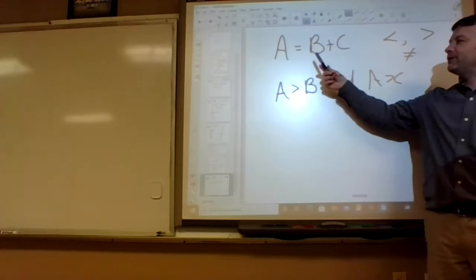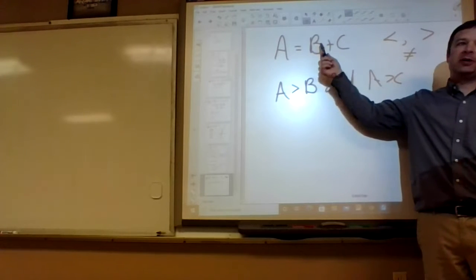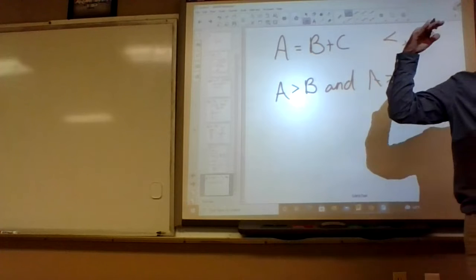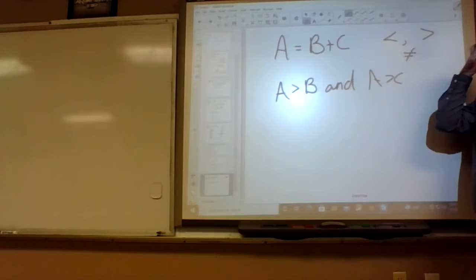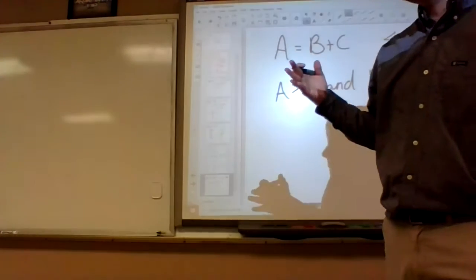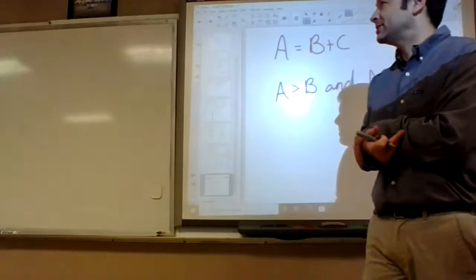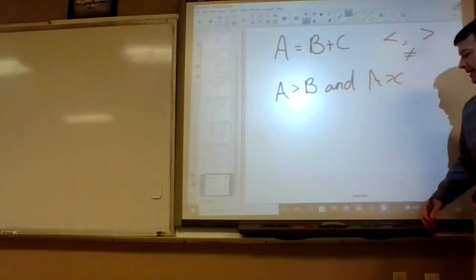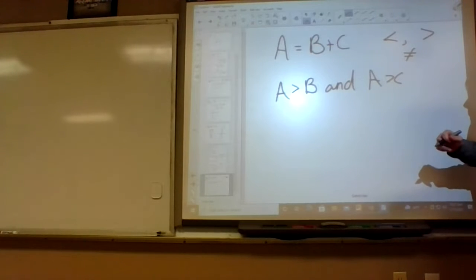Okay, if A is equal to B plus C, then A must be bigger than B, or A must be bigger than C, if they're both positive numbers. If they're negative, that kind of screws it up. But in geometry, we don't use negatives that often because we're usually talking about the length of something or how many degrees something is. Those are positive numbers.